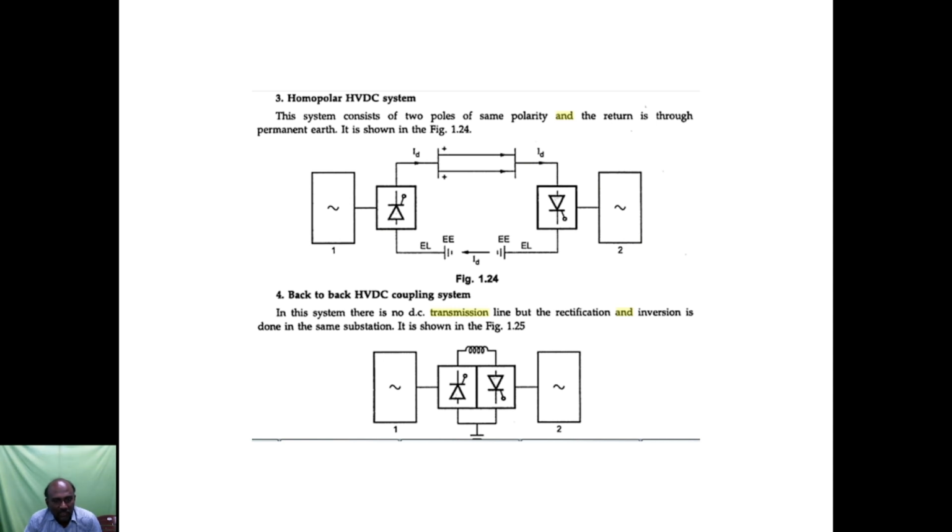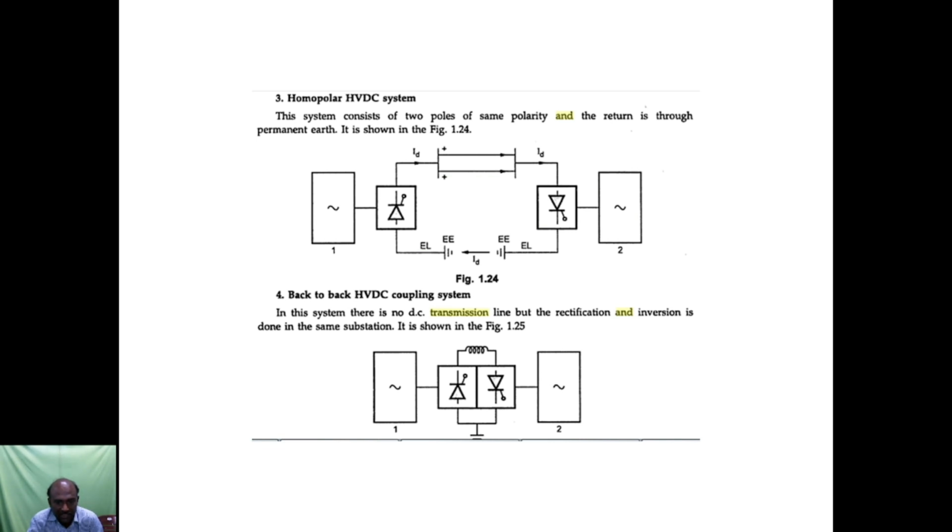So it is homopolar. Next, the fourth one is the back-to-back HVDC coupling system. There are two HVDC systems coupled. In this system, there is no DC transmission line, but the rectification and inversion are in the same substation. So there is no transmission line, only conversion and inversion. So that is being taken here, back-to-back HVDC coupling system.